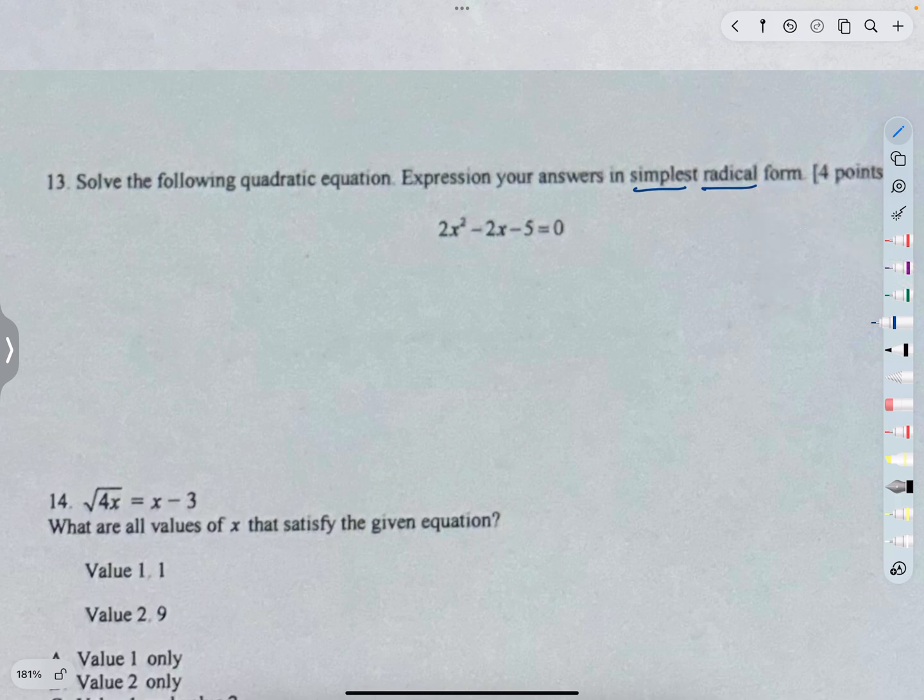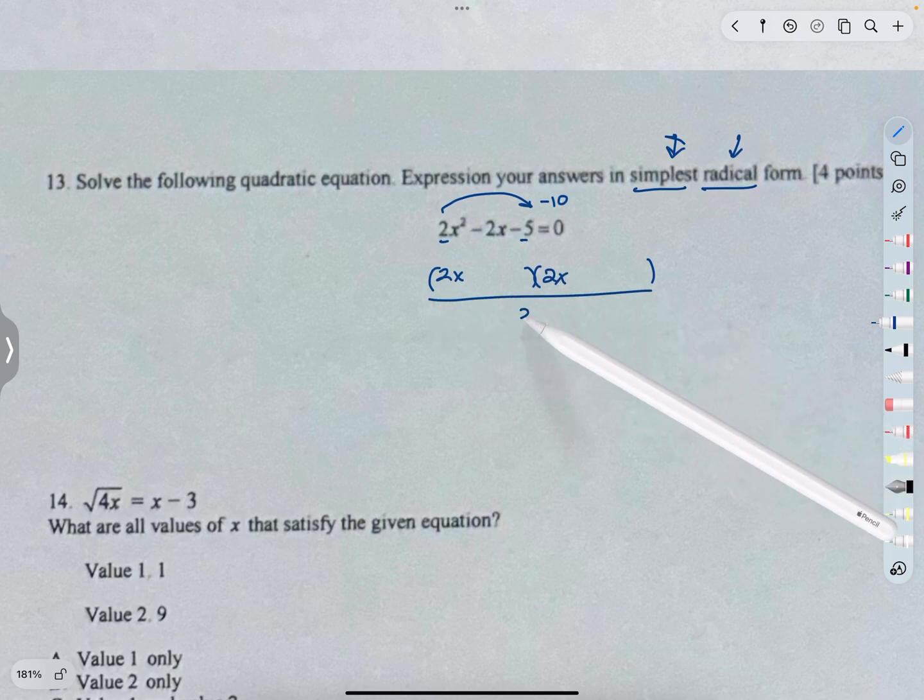They said express your answer in simplest radical form. That tells me that this one doesn't factor. It's going to have square roots in it. I could try to factor it, and if you aren't told a little clue, like this one, you would just try to factor it. I'd go, this is -10 when I take A times C, and I'd go 2x and 2x, and I'd put a 2 down under to cancel that out.